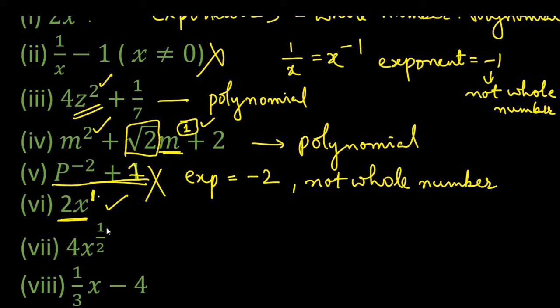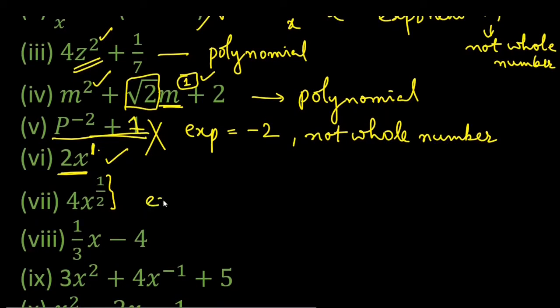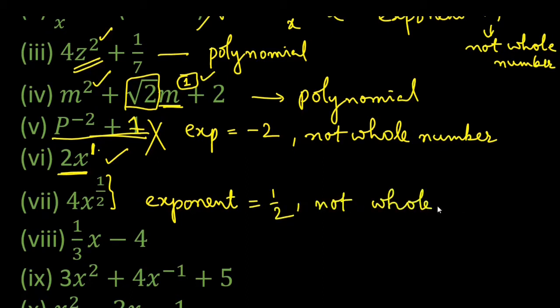4x power 1 by 2. The exponent here is 1 by 2. 1 by 2 is not a whole number. So this is not a polynomial. Next one, 1 by 3 x minus 4. Here the exponent for x is 1. 1 is a whole number, so this is a polynomial.